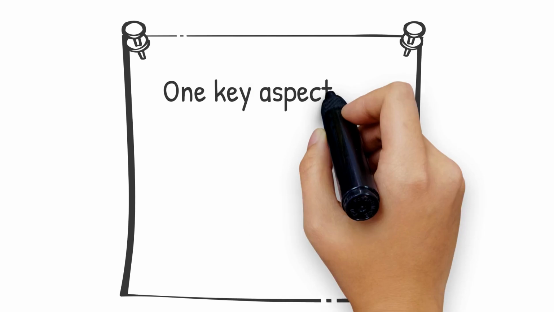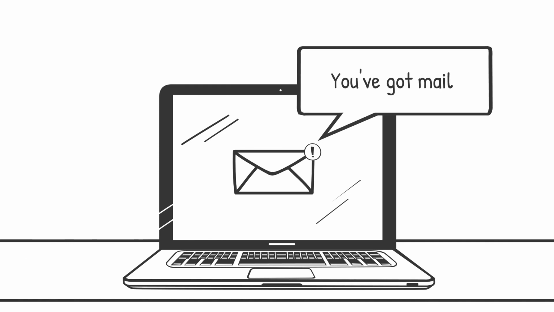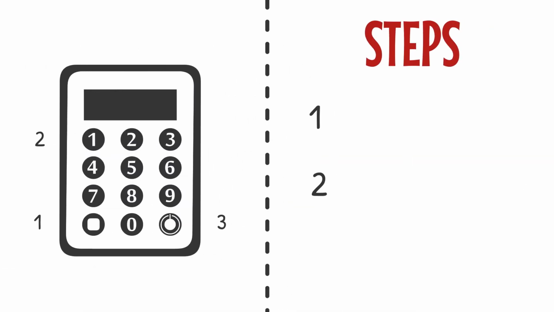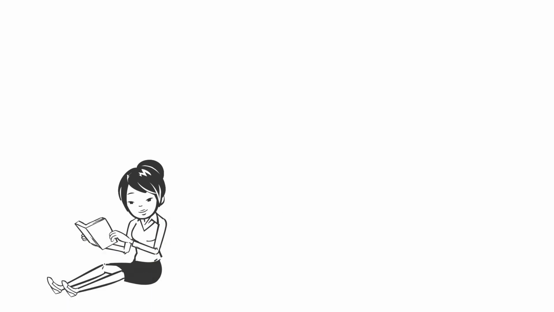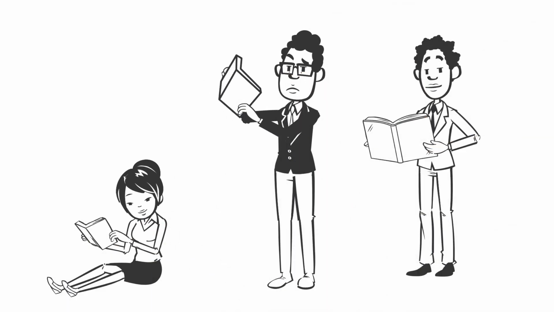One key aspect of divestiture socialization is clear communication. Open and transparent communication channels are essential to inform employees about the reasons behind the divestiture, its implications, and the steps that will be taken to support them throughout the process. Employees need to understand the organization's strategic goals and how the divestiture fits into the broader picture.